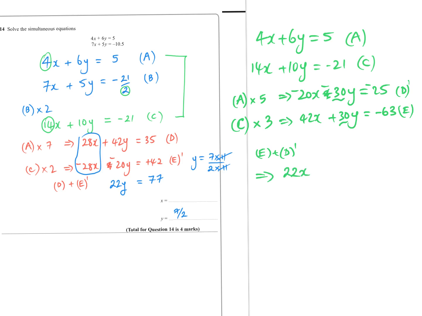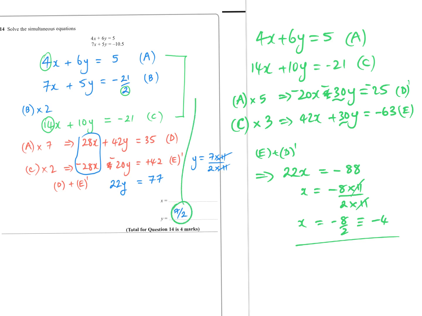22x equals negative 88. So that would give me x is minus 8 times 11 over 2 times 11. So that just gives me minus 8 over 2, which you know is minus 4. The alternative is, once you had your 7 over 2, you could just put that into either A or B. I'd probably steer clear of B because it's got this horrible fraction in it.